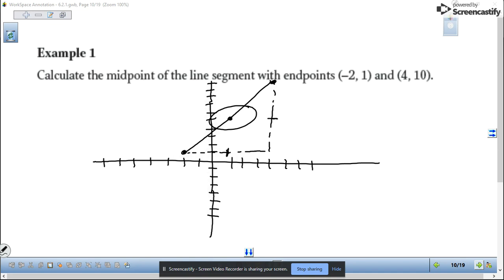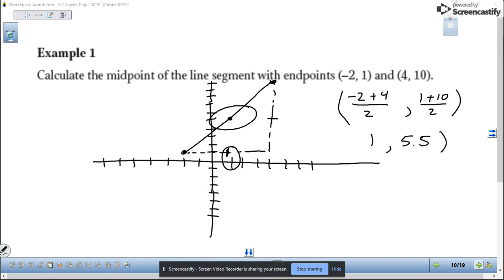So what I want to do is add those together. So -2 plus 4 divided by 2, comma, or multiplied by 1/2, same thing. And then 1 plus 10 divided by 2. And what I find is that I get 1, which as you can see, I was very close to from my estimations. And then on this one, it's 11 divided by 2, so that's 5.5. If I look, 1, 2, 3, 4, 5, I was relatively close there. So it's (1, 5.5), about right there.